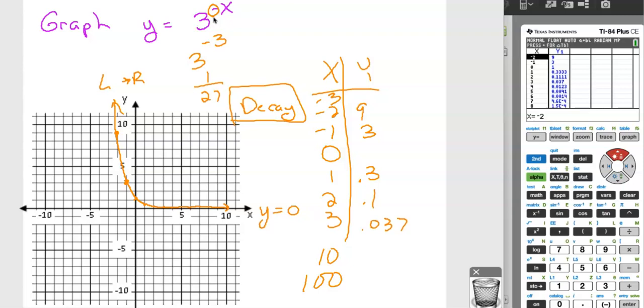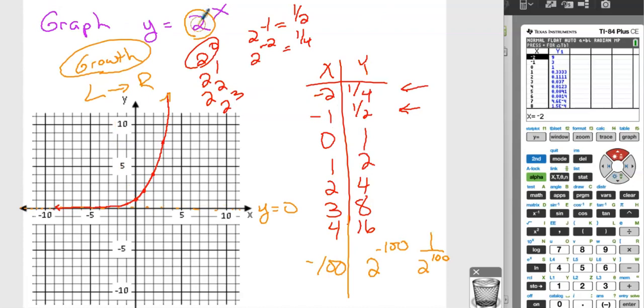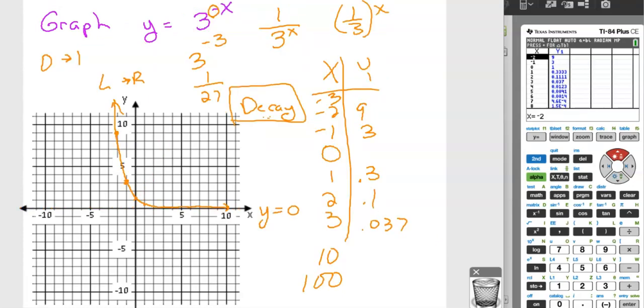It really flips it. So that's why this right here is really 1 over 3 to the x power, or 1/3 to the x power. So that right there tells me that anytime it's in between 0 and 1, it's a decay function. So again, a growth function starts off small, goes big, and that's if the base is bigger than 1. And if the base is between 0 and 1, it's a decay function.